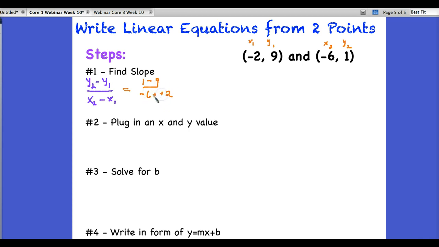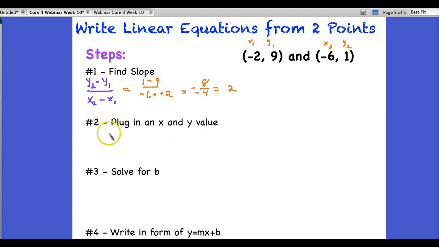So if I make this a positive, that becomes a positive. So it'd be negative 4. So I have negative 8 over negative 4, and I can reduce. Nice job. And you guys, two negatives make a positive. So you end up with 2. So our slope is 2.